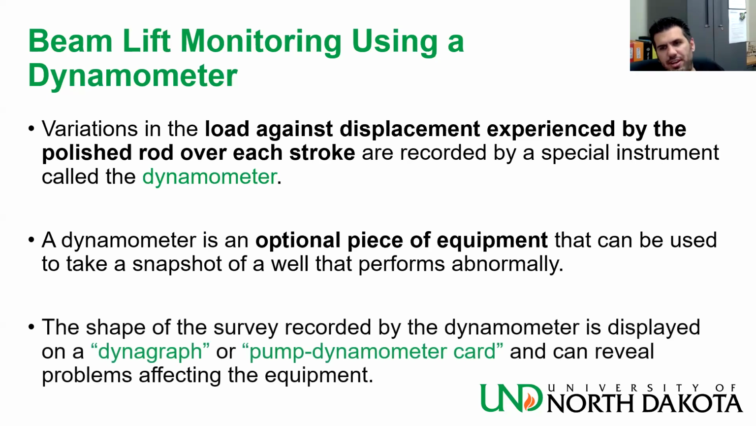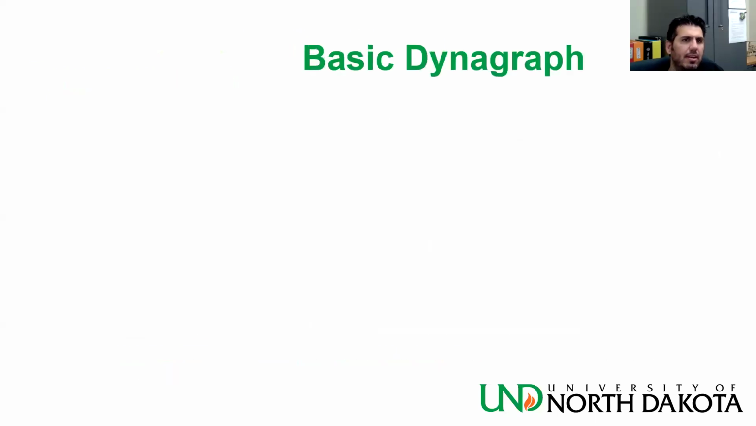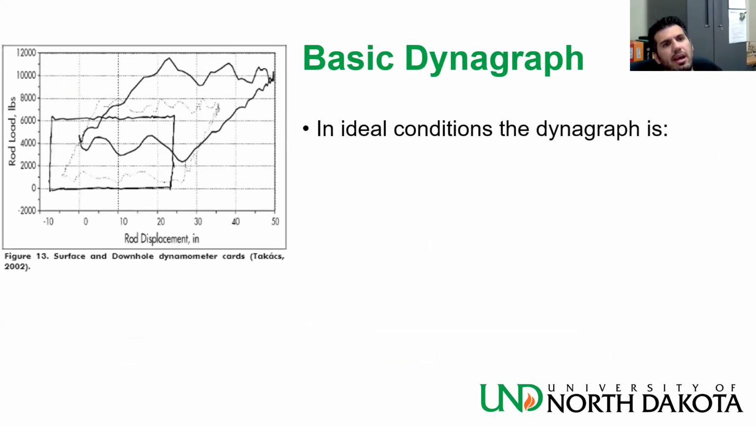The shape of the survey recorded by the dynamometer is described on the dynagraph or pump dynamometer card and can reveal problems affecting the equipment. Now, before getting on what shape says what problem, let's just first see how a good one should look like. A good dynagraph should look like this.